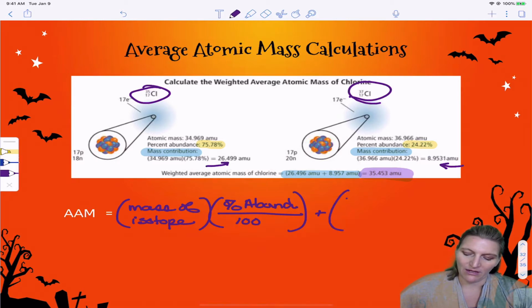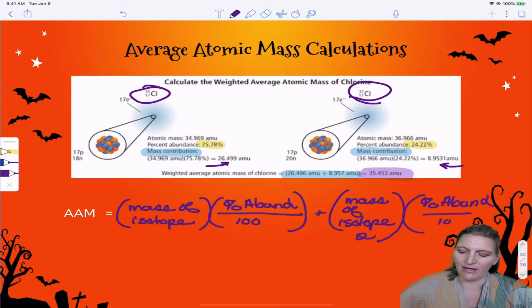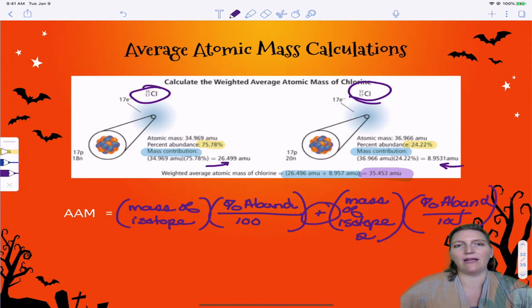So this might be the mass of the other isotope. And again, you take the percent abundance and you divide that by 100. And then you add them together. The unit for these will always be that AMU, that atomic mass unit.